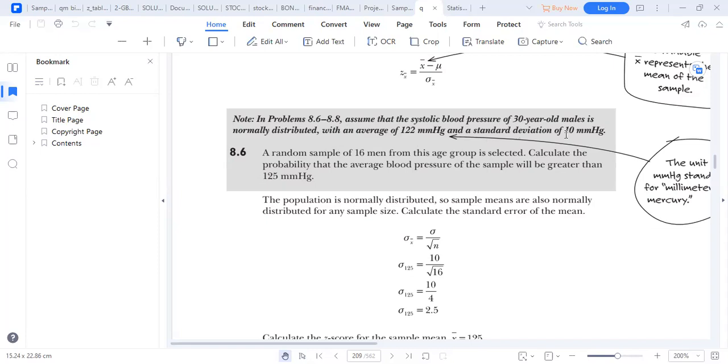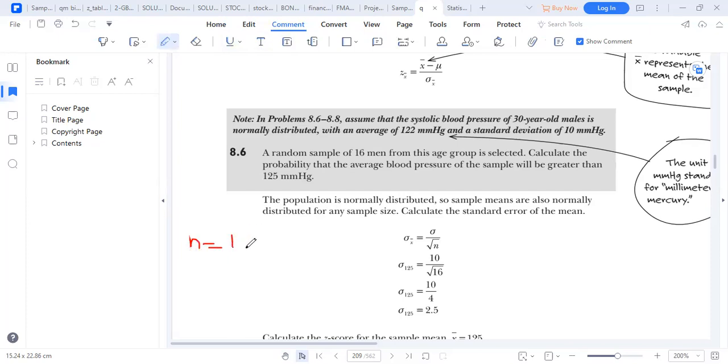So we have also been told that a random sample of 16, so n is 16 in this case, and we are also given that the standard deviation is about 10, the average is about 122.